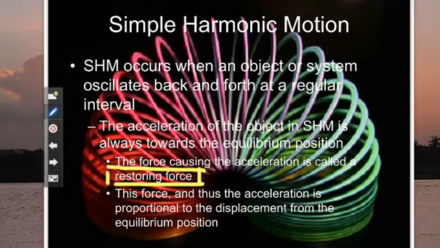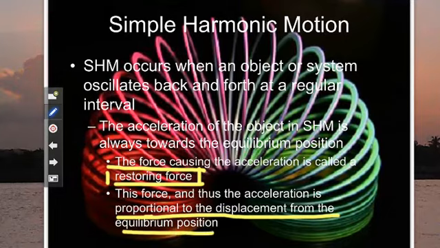The other significant thing about this restoring force, and also then the acceleration, is that it's proportional to the displacement from the equilibrium position. What that means is that as we get further from equilibrium, the restoring force increases, and thus the acceleration. As we get closer to the equilibrium position, the restoring force gets smaller, and so does the acceleration, until at equilibrium, the restoring force and the acceleration are both 0.